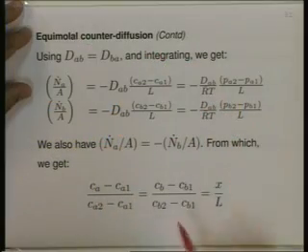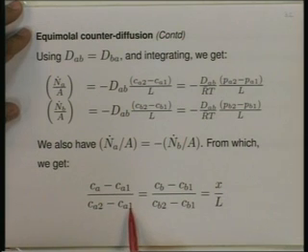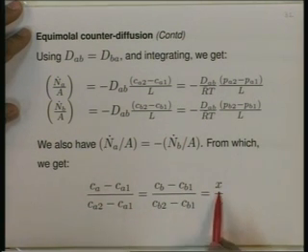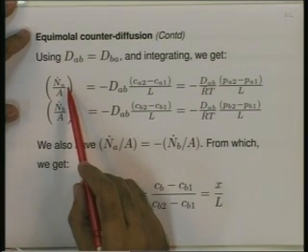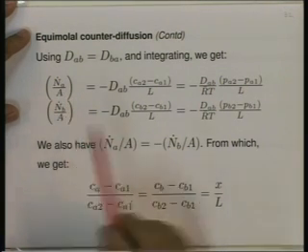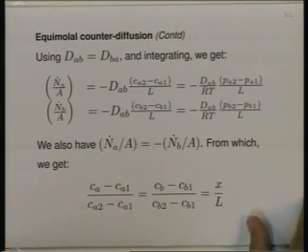So, this leads to simple expressions. Knowing the molar concentrations of A and B, we can determine the molar density profile, but more importantly, we can determine the molar flux of A and the molar flux of B.